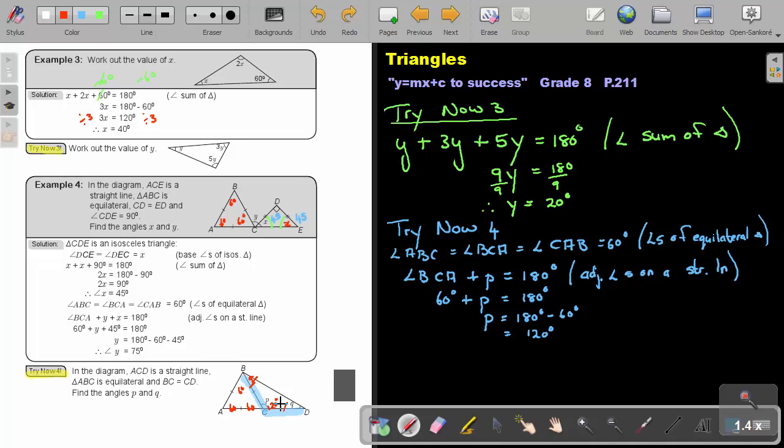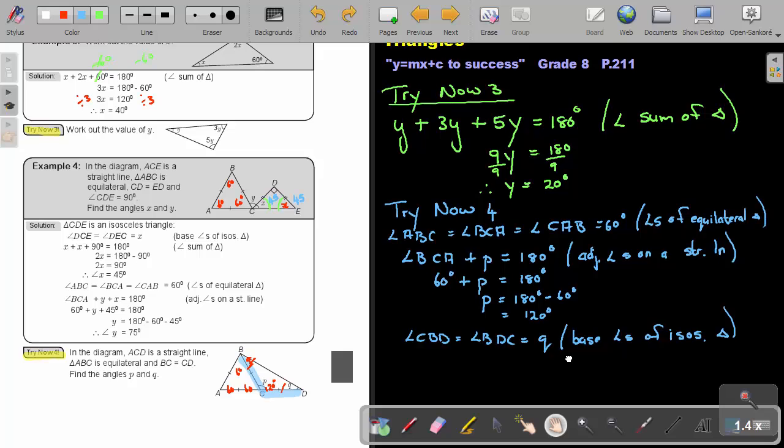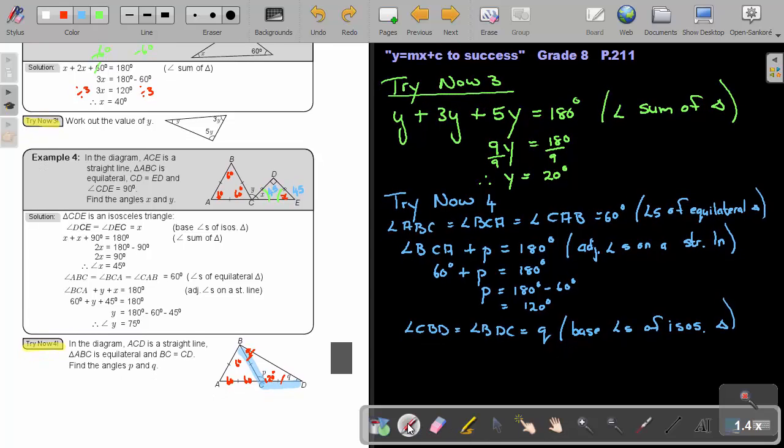Okay, now I'm going to continue and say, let's just make the statement first, angle CBD is equal to angle BDC, it's that isosceles triangle, is equal to Q. I'm actually just saying this angle is equal to this angle, and if this is Q, then this will also be Q. And my reason is the base angles of the isosceles triangle. Okay, let's just move it up a little bit. Okay, and then we're going to continue.